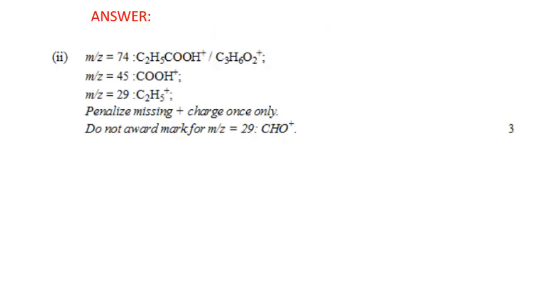Okay, so what you should have got was that 74 was the parent ion, positively charged. m/z 45 is the carboxyl group, positively charged, and then 29 is the ethyl group, positively charged. So that is the answer for that. So that's the SL component of spectroscopy. You've now got a bit of a feel for mass spectroscopy, proton NMR, and infrared spectroscopy. And now in the next lesson, we're going to delve deeper with the HL component, which gives it a little bit more complexity.